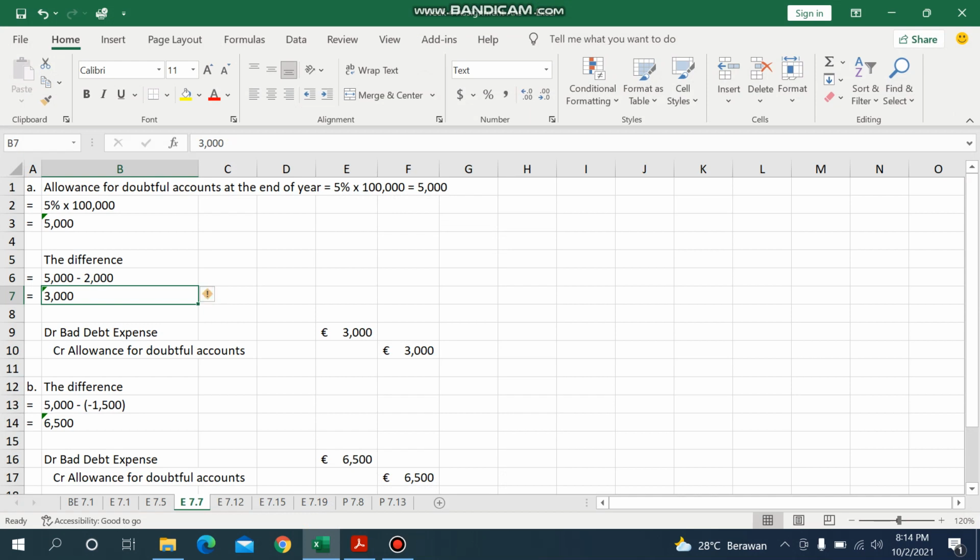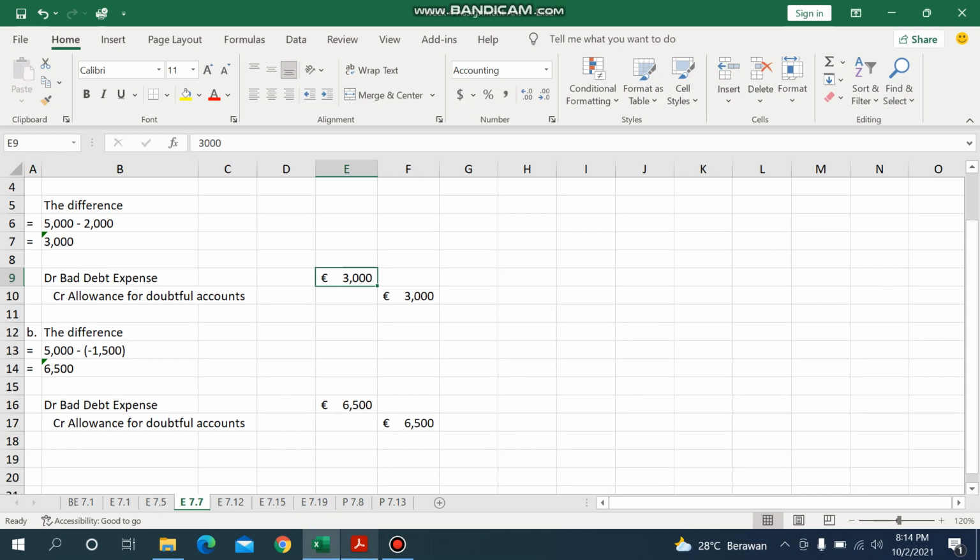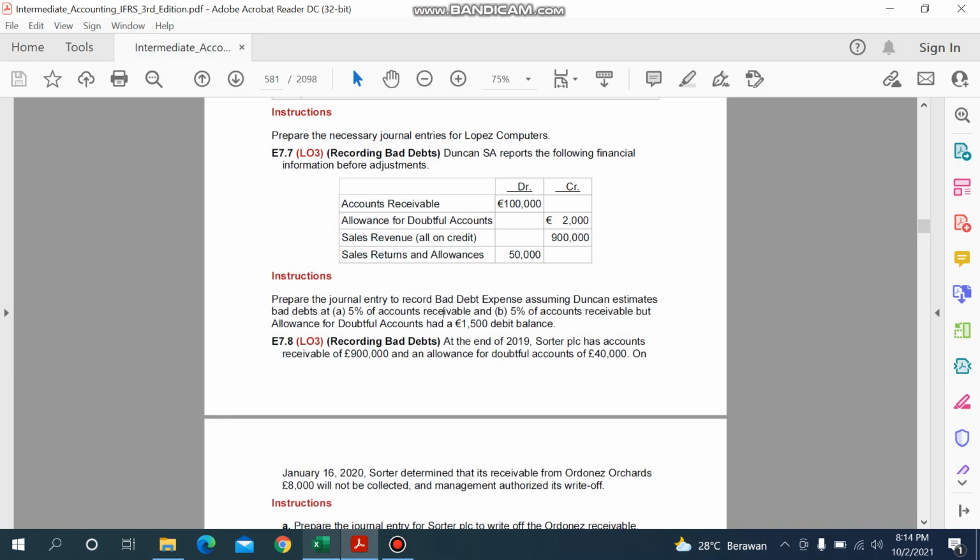So if you have calculated the difference, you can just directly go on to the journal entry. Debit bad debt expense, credit allowance for doubtful accounts, 3,000. And then B will be similar to A.